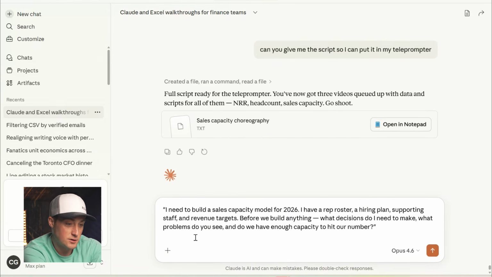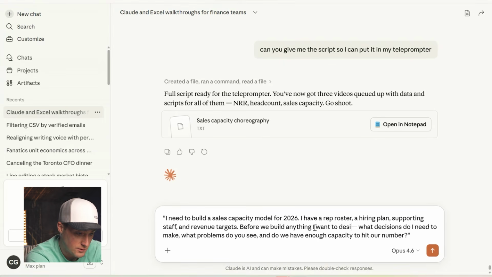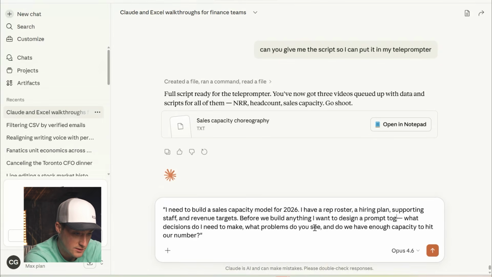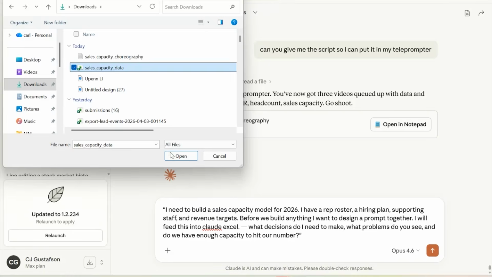So I'm going to say, you need to build a sales capacity model for 2026. I have a rep roster, a hiring plan, supporting staff, and revenue targets. Before we build anything, I want to design a prompt together. I will feed this into Claude Excel. What decisions do I need to make? What problems do you see? And do we have enough capacity to hit our number?